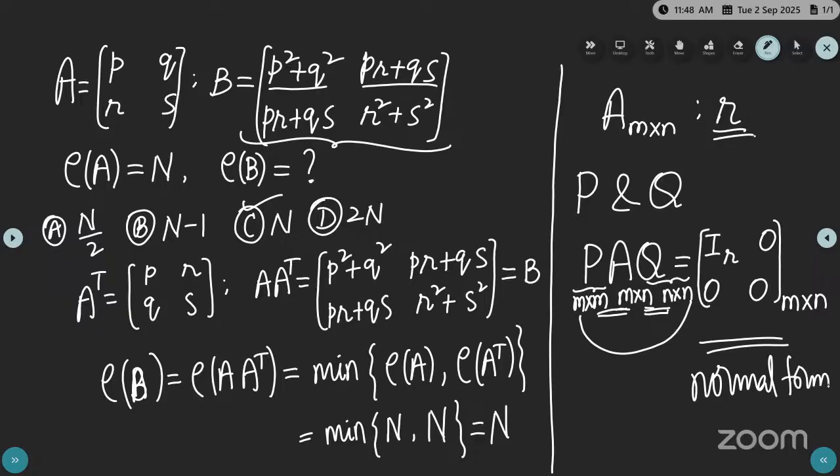That upper triangular form is known as the echelon form. If you want, you can write it in brackets: upper triangular form is known as echelon form. ECHELON.